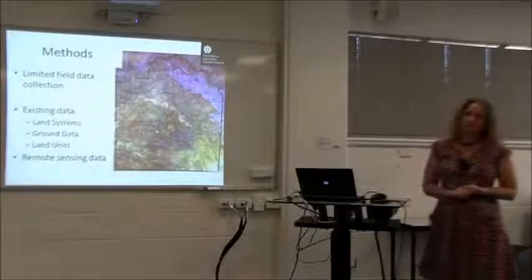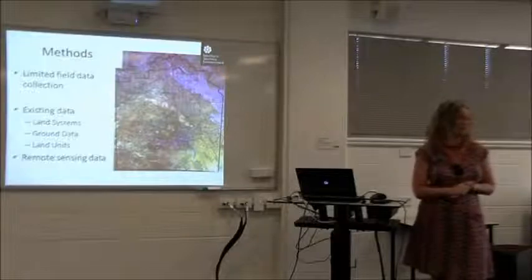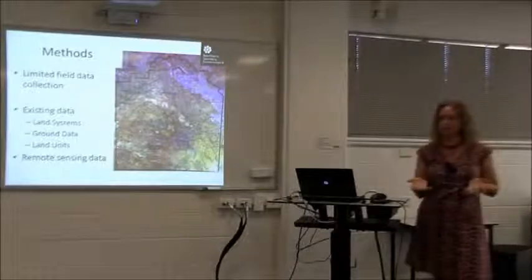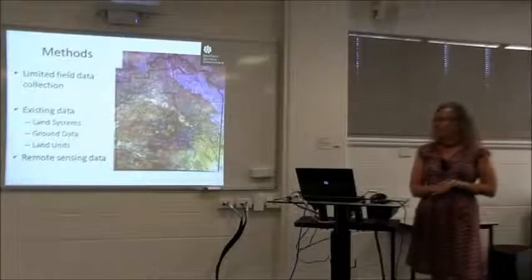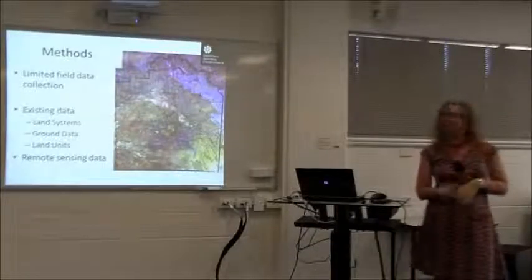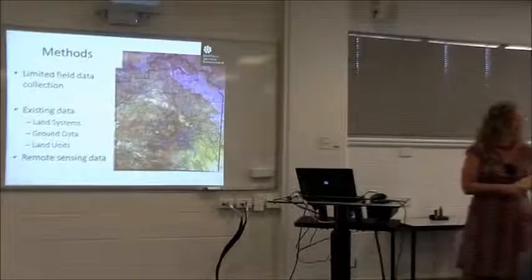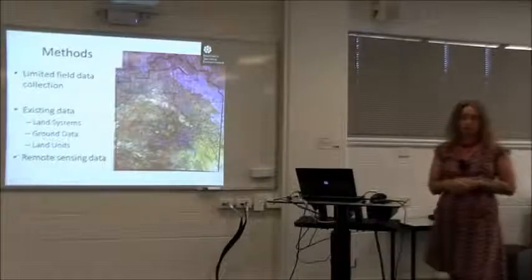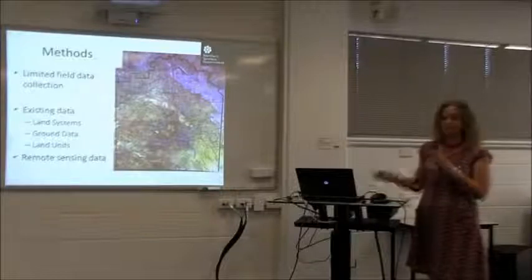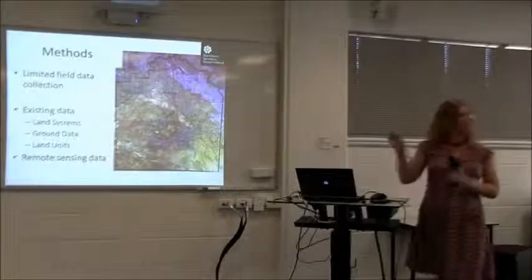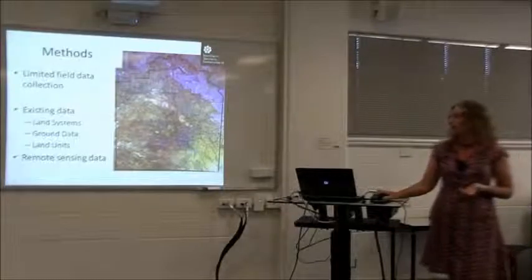So the idea with this project is, because we have such great remote sensing data available to us these days, it's really far advanced on what was available in the 1940s and 50s, we can use that data to create better mapping. And in this project, we don't really have a budget for collecting data in the field, but we have a lot of existing data that can be used to help us do this mapping. So we have the existing land systems mapping that I talked about, that's the yellow lines on the previous slides. We have some ground data points and we have land unit mapping.